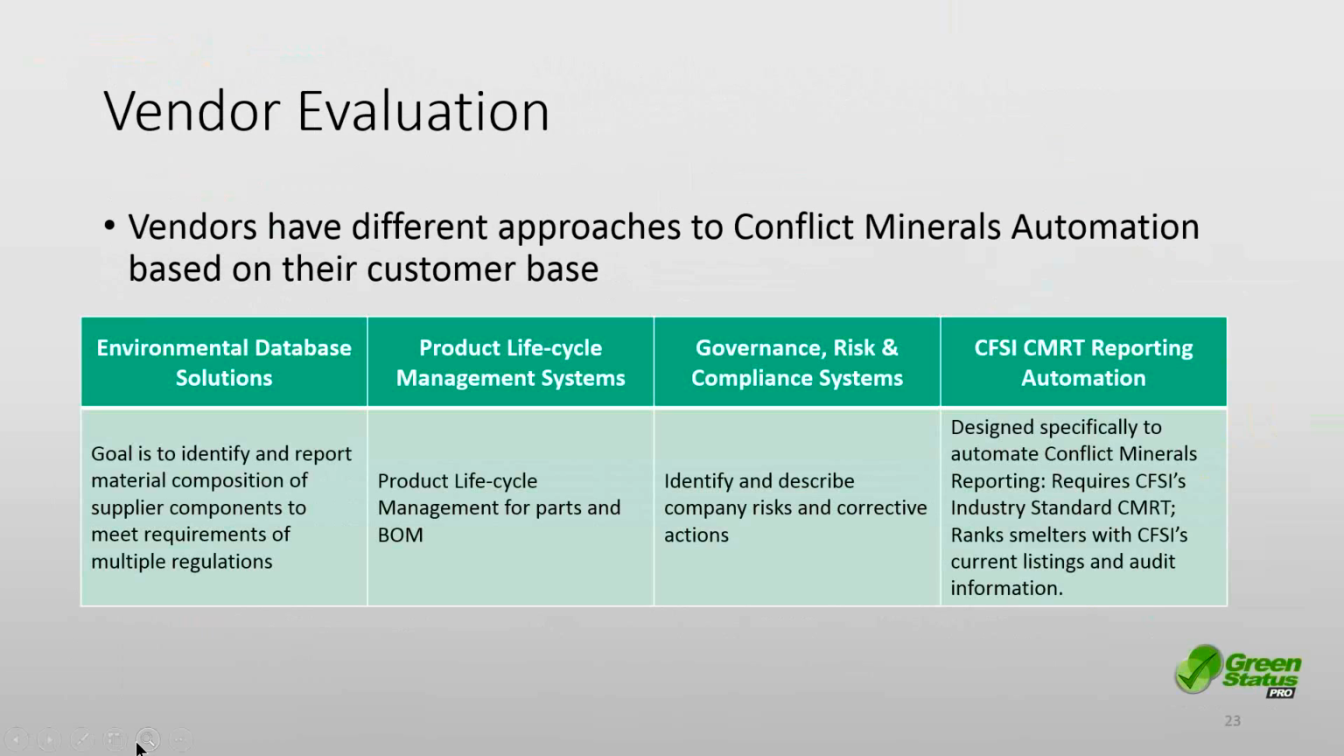So now that we've covered the best practices for all three phases, we want to look at what vendors are offering at the moment in the marketplace. There are dozens of vendors, each with different solutions, with different unique features, but we've been able to really look at it and boil down these solutions into 4 categories. The first, we have environmental database solutions, product lifecycle management systems, governance, risk, and compliance systems, and CFSI CMRT automation.